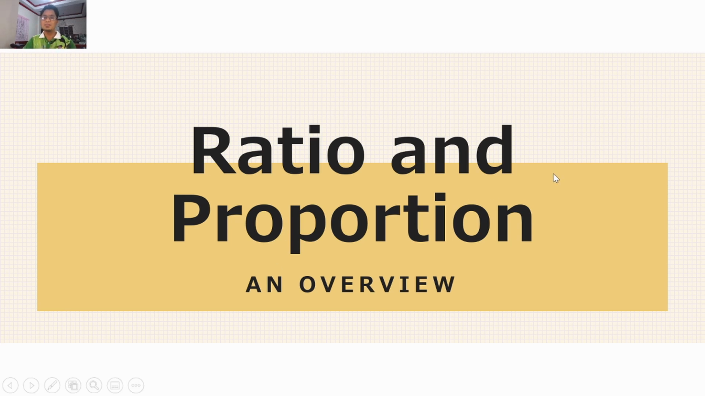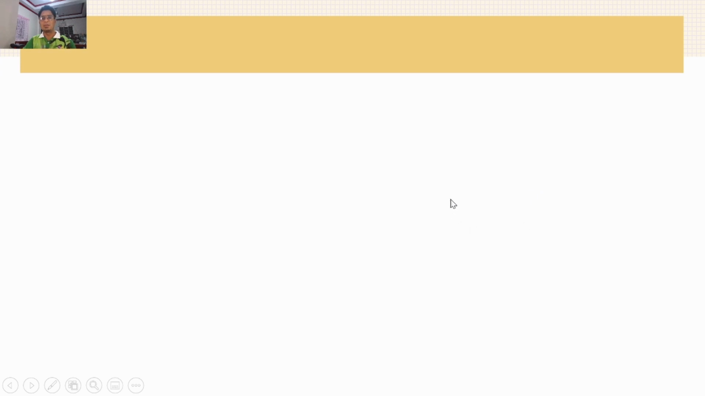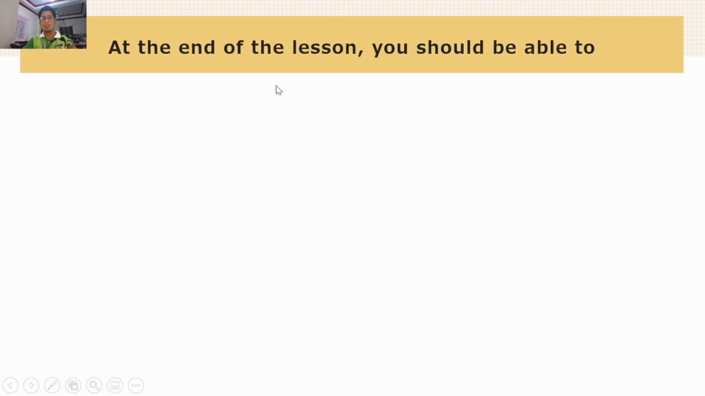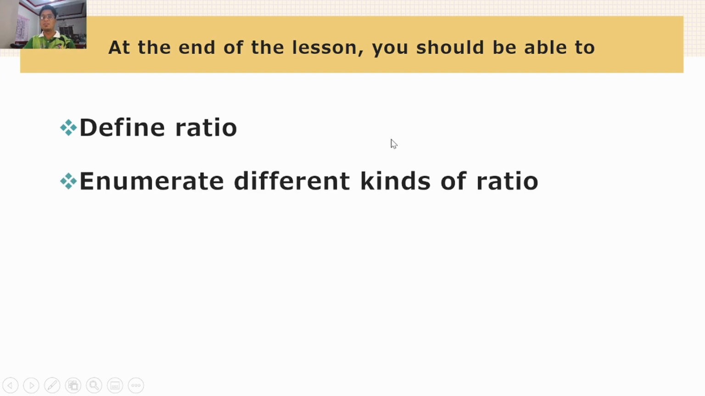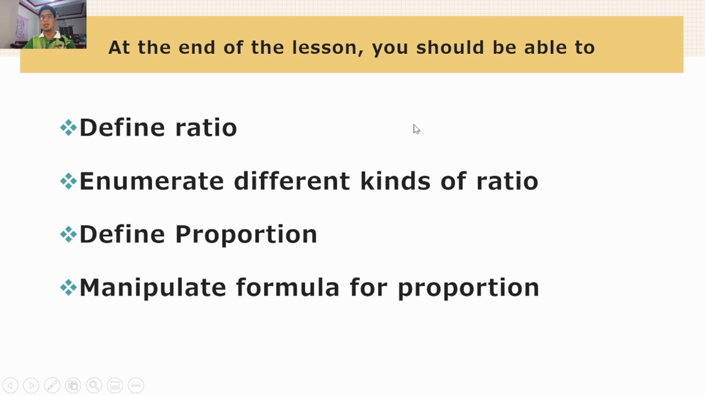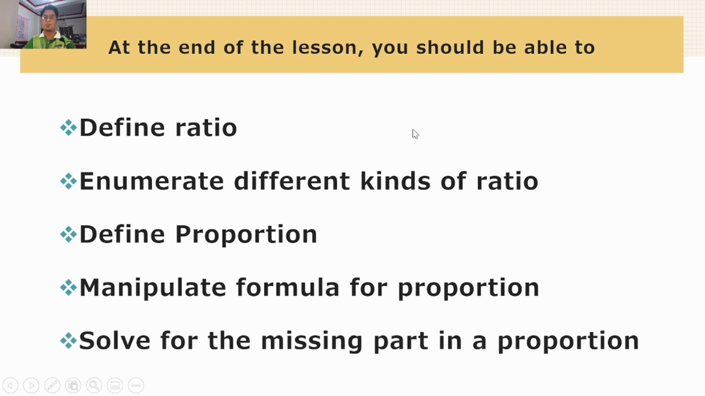Excuse me for that. Now, as always, we have our aim, and this time, at the end of this lesson, you should be able to, this will be our topic. Number 1, define ratio. Number 2, enumerate different kinds of ratio. So, hindi lang pala basta ratio yan. Meron pa palang iba't ibang klase yan. Number 3, define proportion. Number 4, manipulate formula for proportion. And number 5, solve for the missing part in a proportion. So these 5, this will be our target for this lesson na kailangan sana ma-achieve po natin.